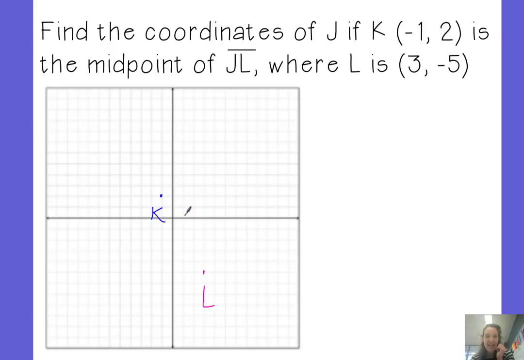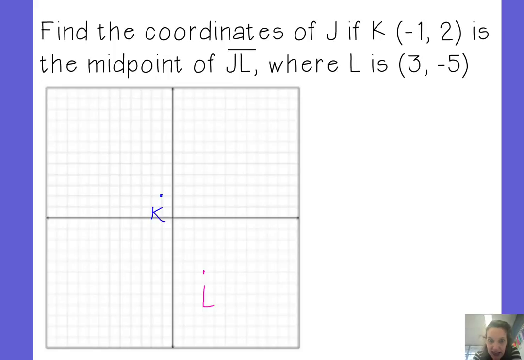So if K is the midpoint, then however we're going to move from L to K, like that distance that we're going to travel to get from point L to point K, we're going to travel that same distance to get from point K to point J. So if I'm moving up and to the left a certain amount, I'm going to move up and to the left that same amount in order to get to point J.